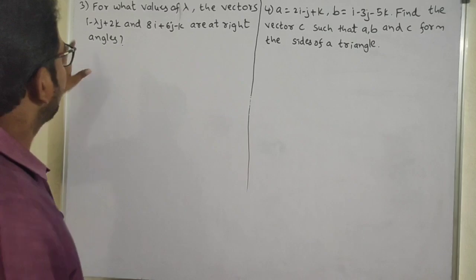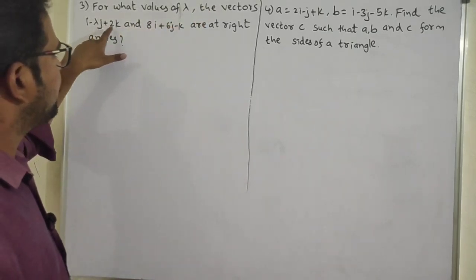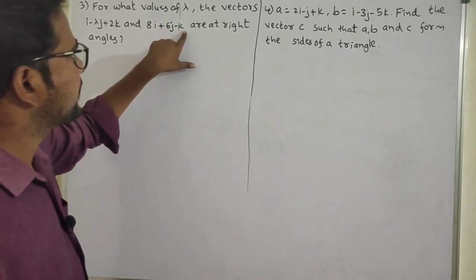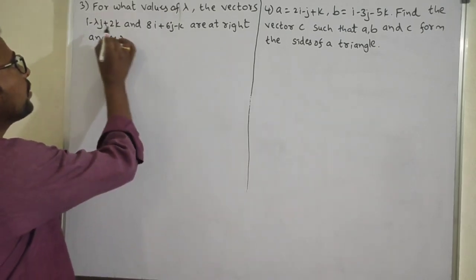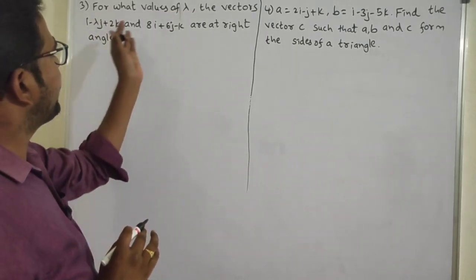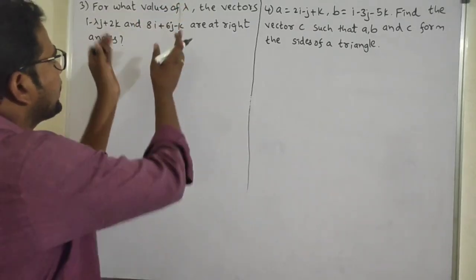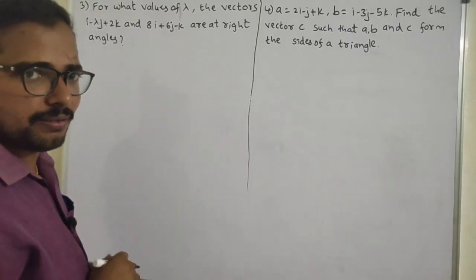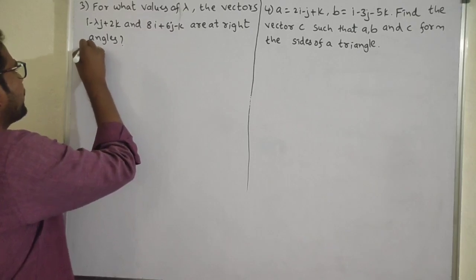Now the third question. For what values of lambda are the vectors i minus lambda j plus 2k and 8i plus 6j minus k at right angles? So the given two vectors are at right angles, and we have to find the value of lambda. For what value of lambda are the two vectors at right angles, that is, perpendicular to each other? So take the perpendicular condition.